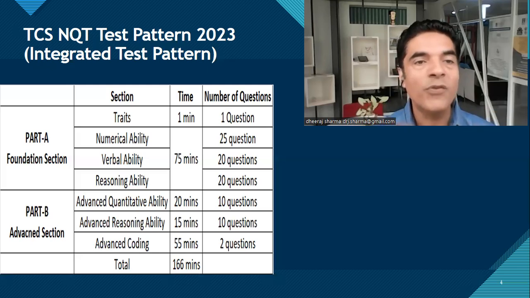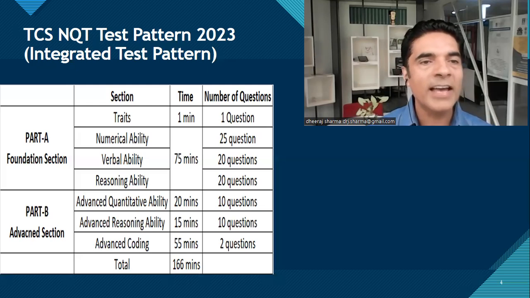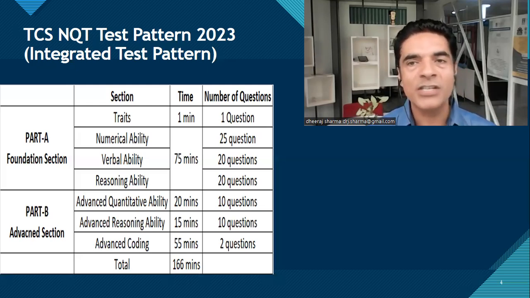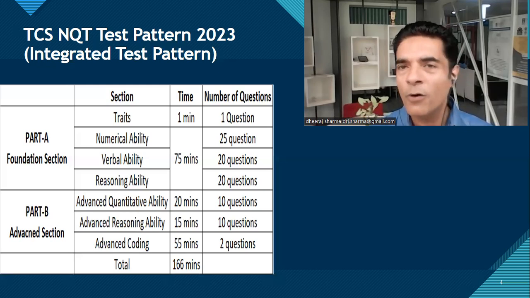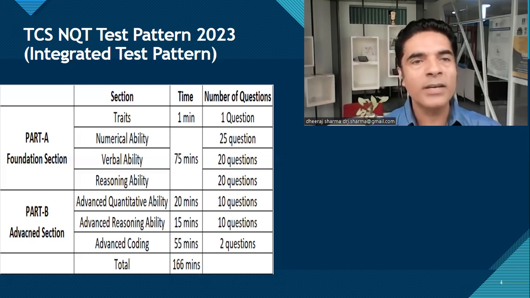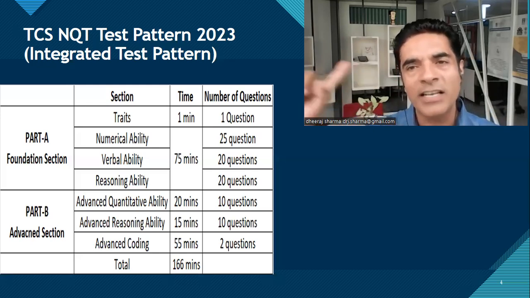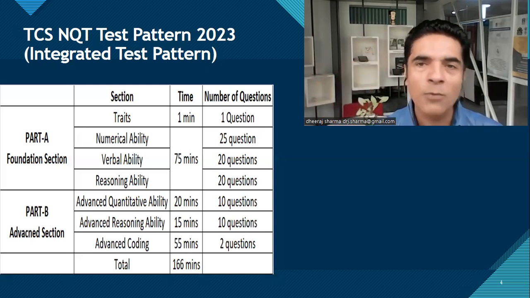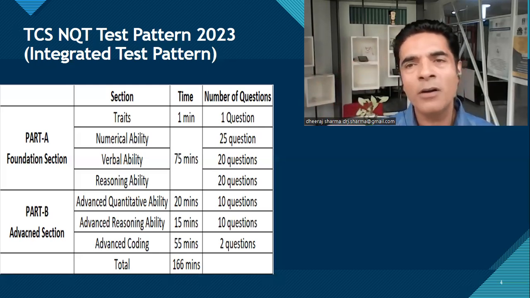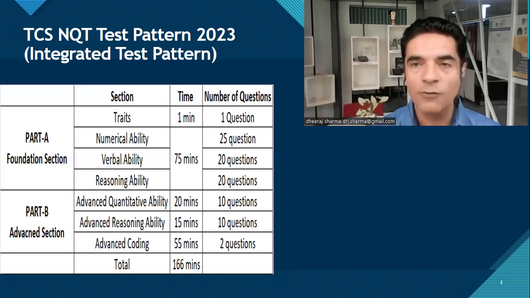In case you qualify part A and part B, you will be selected for a TCS Digital role. While if you only qualify part A, which is the foundation section, you will be eligible only for a TCS Ninja role. I repeat, if you qualify part A, the foundation section, then you will be going for a Ninja role. If you qualify both the rounds, then you will be qualified for a Digital role, and then the technical interview, the managerial interview, and the HR interview will happen.